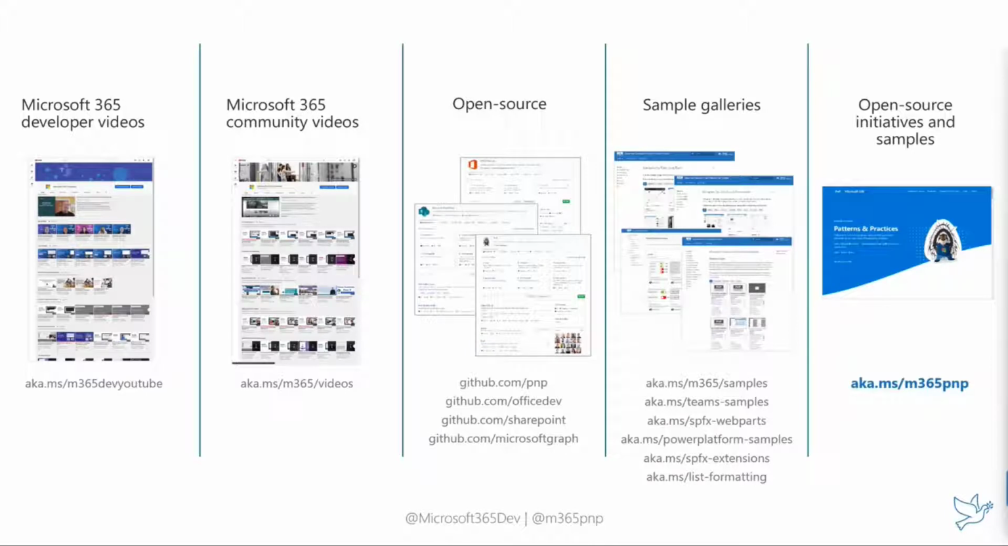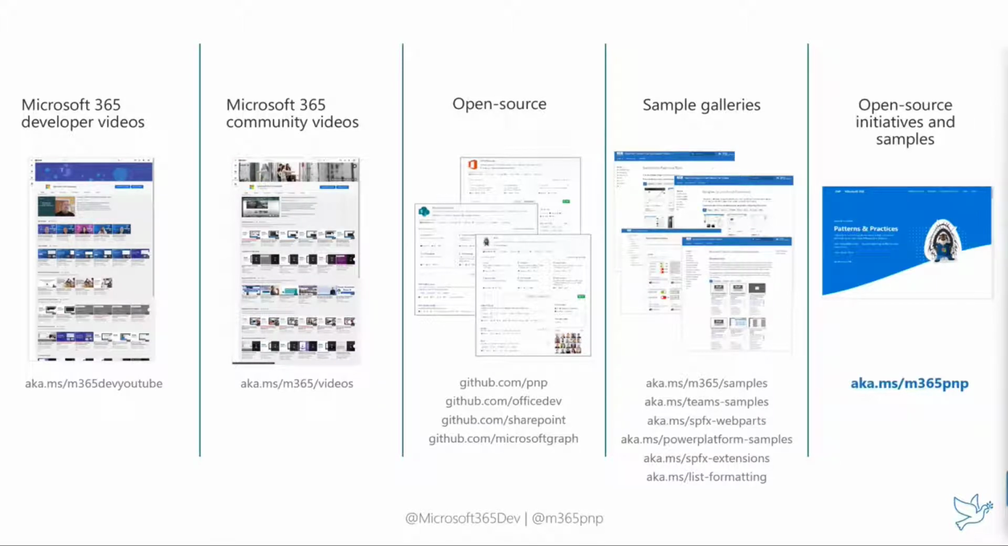We have a lot of samples available, and in these sample galleries, especially the first one, the unified sample gallery, we are surfacing not only the Microsoft samples but also the community samples, which are contributed to a centralized location. Everybody is surfaced from one place, making it easy to find the sample you need. So don't start from scratch. Always check if there's something relevant for you in this location.